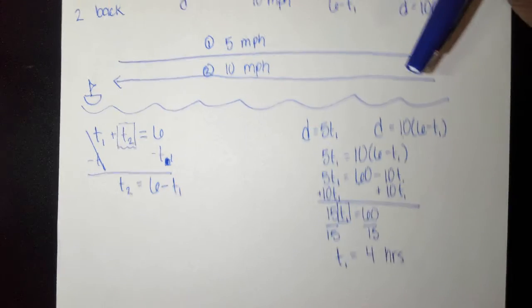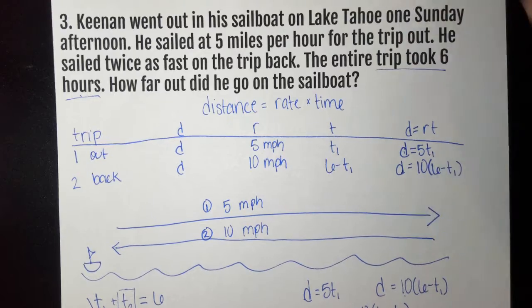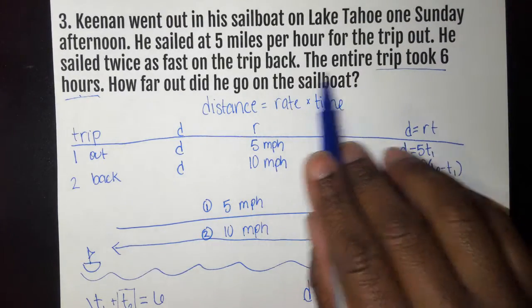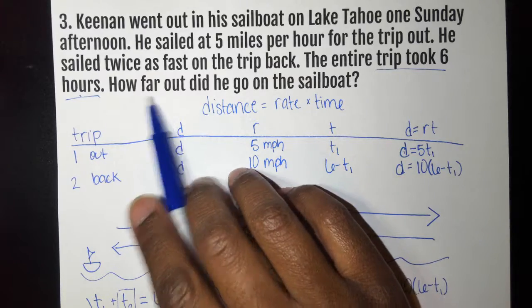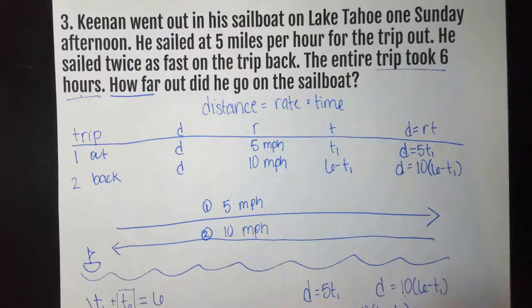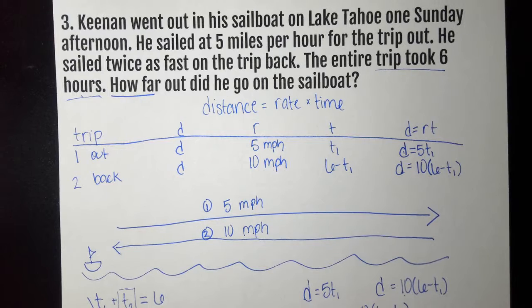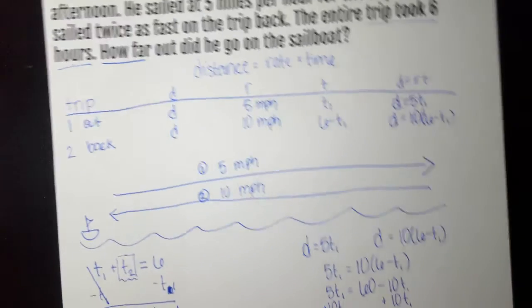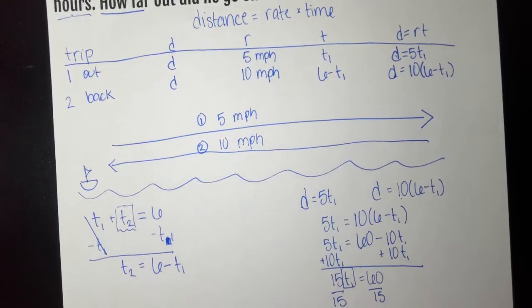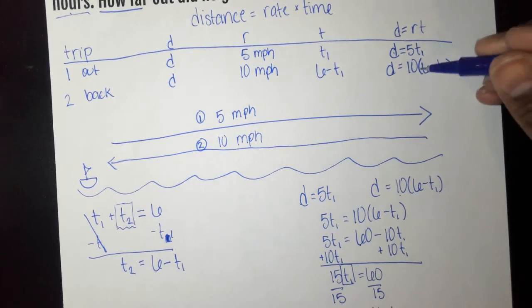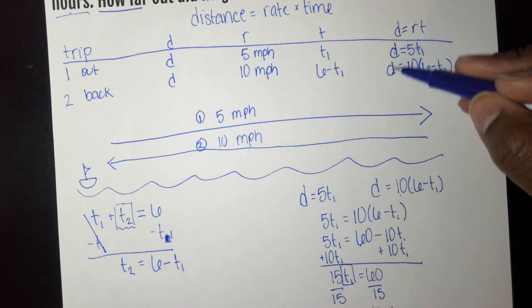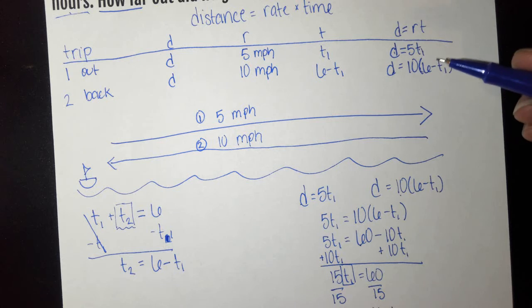Is that what it's asking us though? Let's go back to the question. The question is asking that if the entire trip took 6 hours, how far did he go out on the sailboat? Well, how far? That's asking a distance, right? So I know that I can pick either one of these equations to find my distance, because both of these are equal to the distance that he went out.